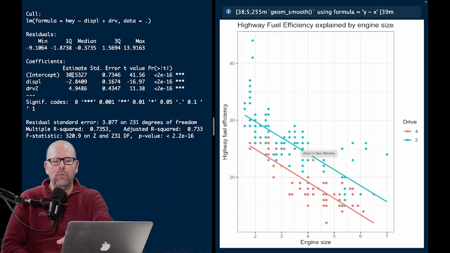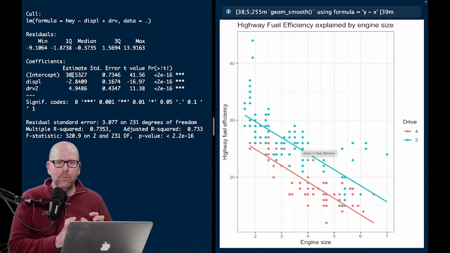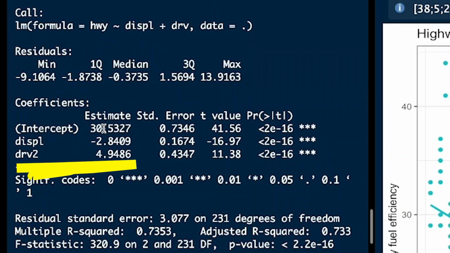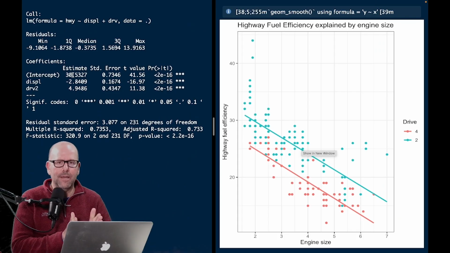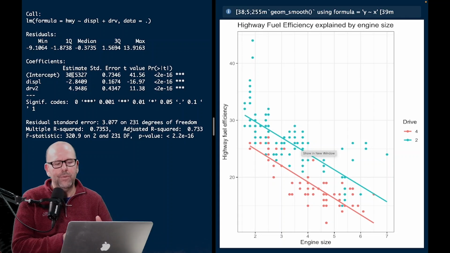And so where we see drive 2 is 4.94, it means if all else is held equal, if we moved a car from being a four-wheel drive to being a two-wheel drive, then there would be a gain in fuel efficiency of 4.94. I think it's miles per gallon. We're talking about a change from 4 to 2, and that would be associated with a gain of, on average, 4.94. In other words, another way of looking at it is these two parallel curves, the distance between them is about 4.94 on average. Okay, hope that makes sense.